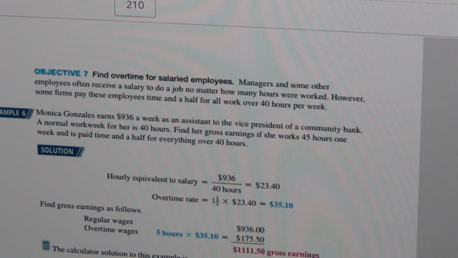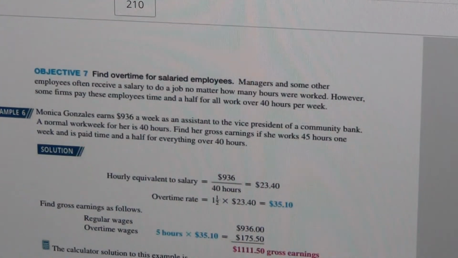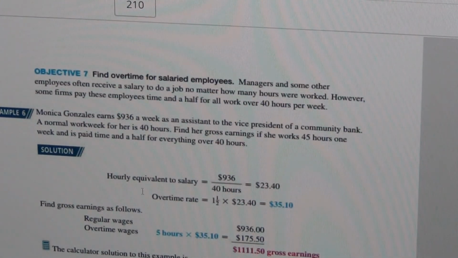And so as a result, she's going to get paid for the 5 hours. But that gets a little bit tricky because she has a weekly salary of $936. So what you have to do is take that $936 and divide it by 40 hours in a week. So you're going to come up with an hourly rate. In this case, it's $23.40. So even though she's going to get paid a minimum no matter what hours she works, $936, if she goes over the overtime threshold, which is 40 hours, then she would be eligible for overtime.